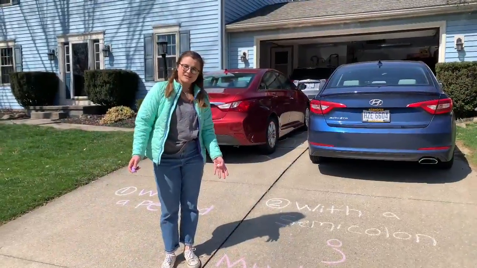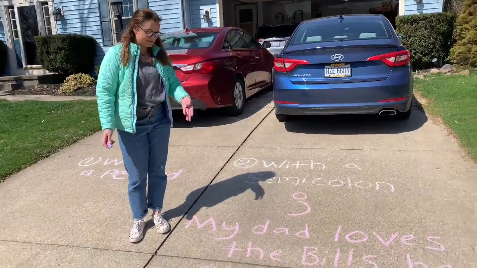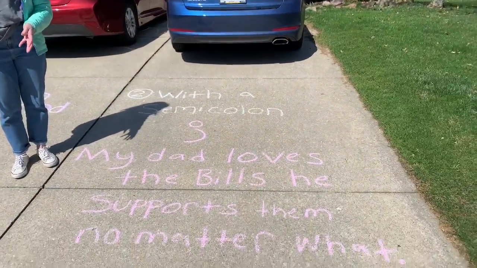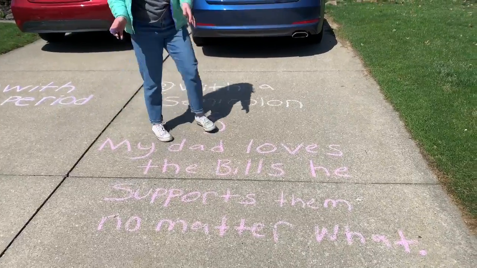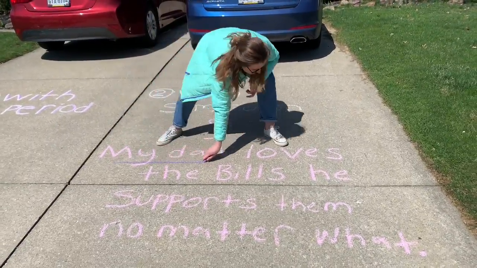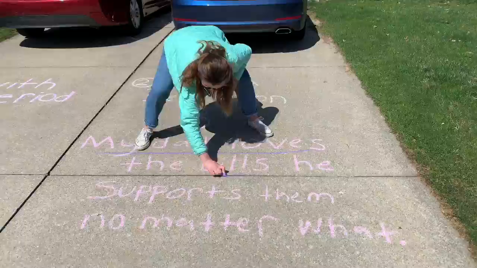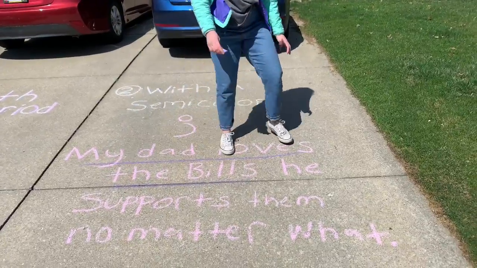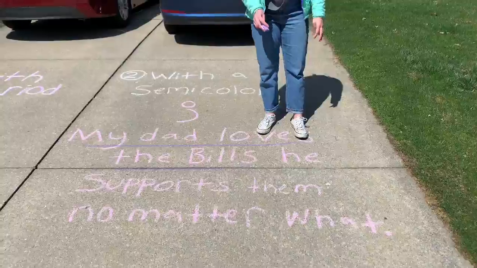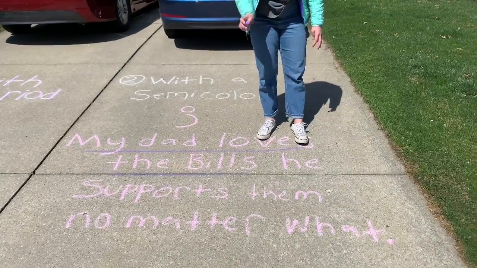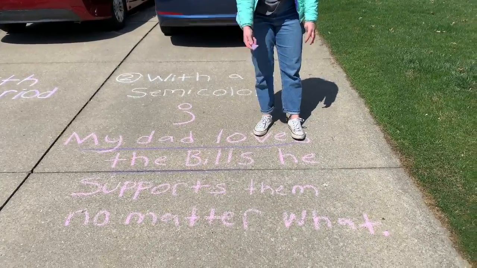So here I have a run-on sentence. It says, my dad loves the Bills. He supports them no matter what. The reason this is a run-on sentence is because these are two sentences. My dad loves the Bills. That is a complete sentence. And so is, he supports them no matter what. Because we have a subject, he, and we have a predicate, supports them no matter what.